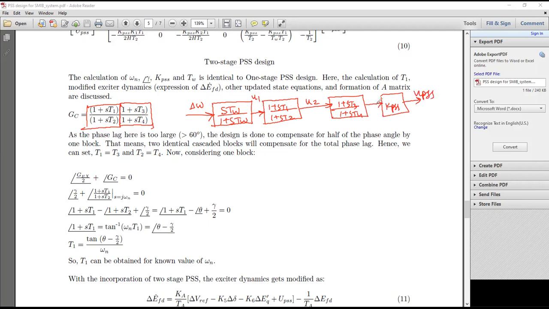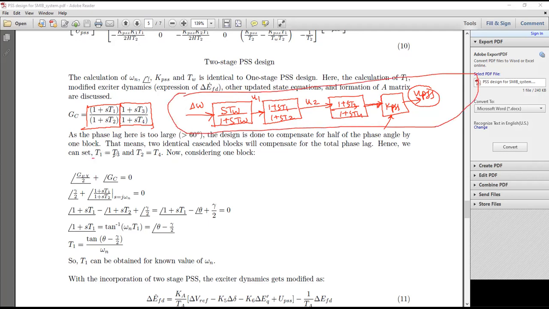We are not considering any state variables here again because this KPSS is simply a gain block and it is not introducing any new state variable. So we are directly taking the state variable here. No state variable should be here. Like this one, we have a state variable because we have some S operator within the block. That introduces some state variables. So this would be the configuration for your two-stage PSS here.